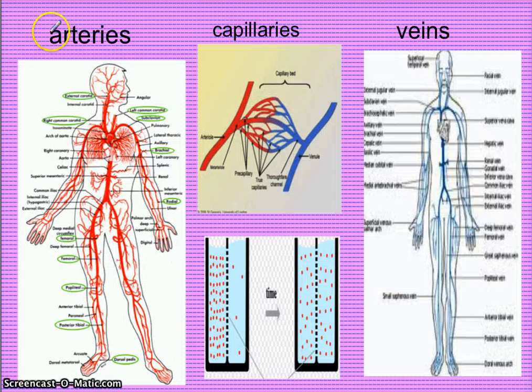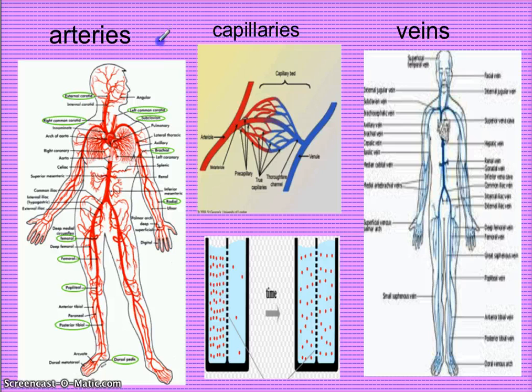Next slide. There are three kinds of blood vessels. Arteries, they carry blood away from the heart. So it goes from the left side of the heart to the arteries. The capillaries are the little bitty blood vessels that actually take the transfer of oxygen and carbon dioxide, and the veins are coming back to the heart.